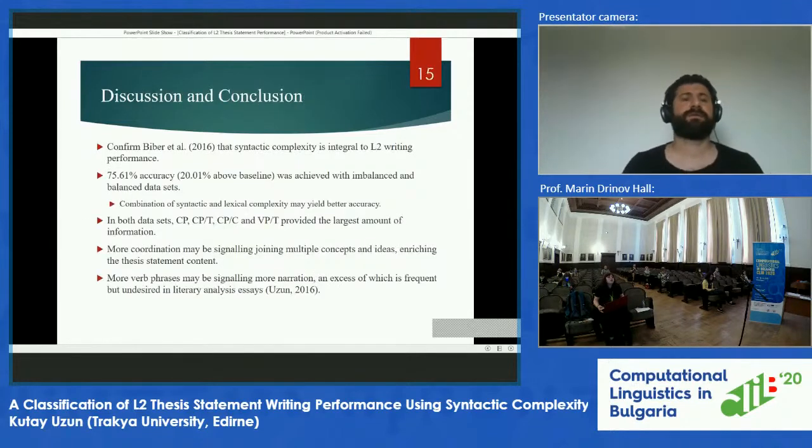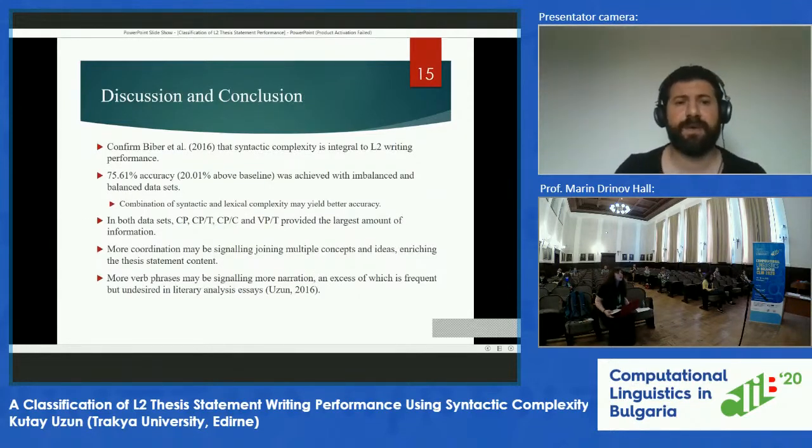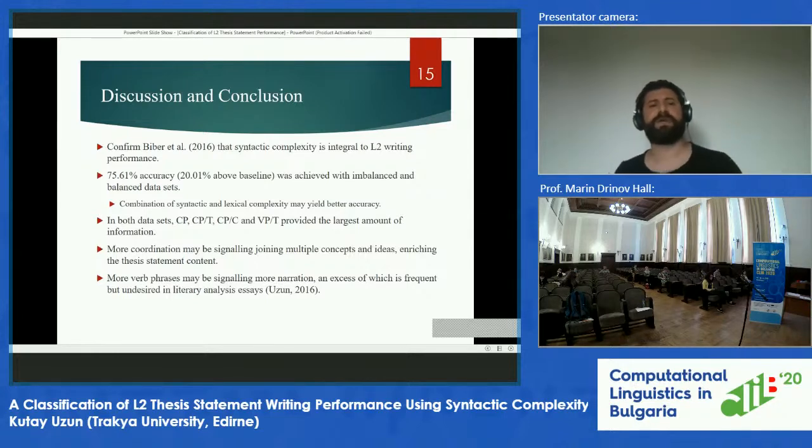And as for the discussion, the results show that Biber et al.'s claim that syntactic complexity is a significant predictor of L2 writing quality is confirmed with these findings. And then I achieved 75.61% accuracy. That was 20.01% above baseline, both with imbalanced and balanced data sets, but still around 25% of accuracy was missing.